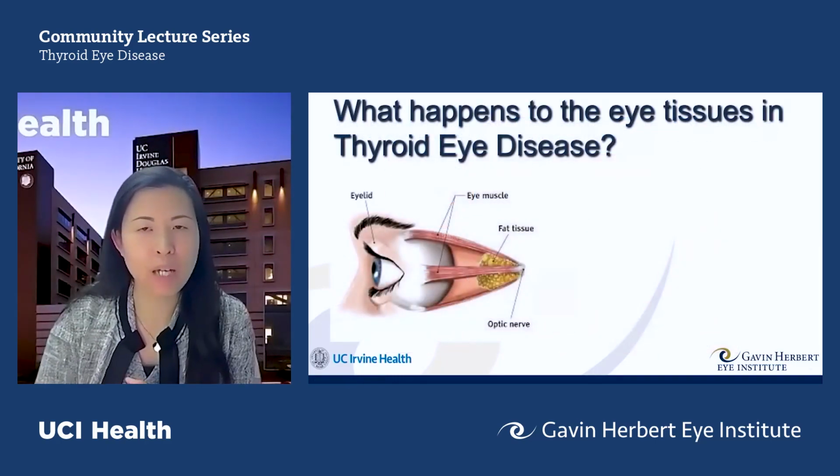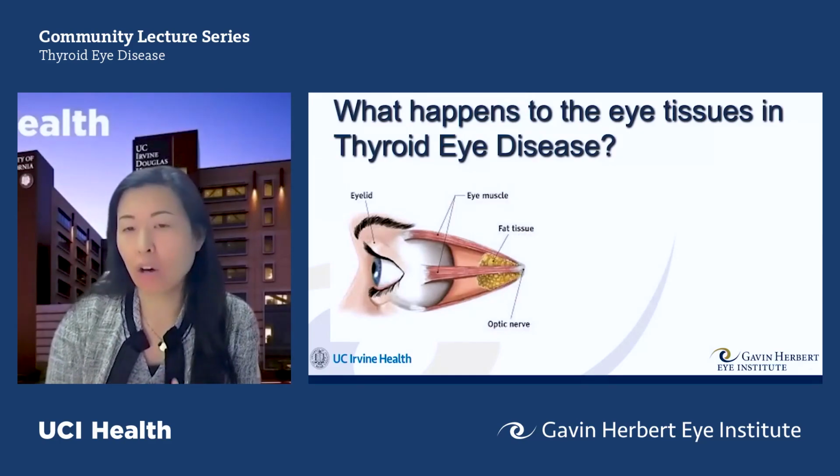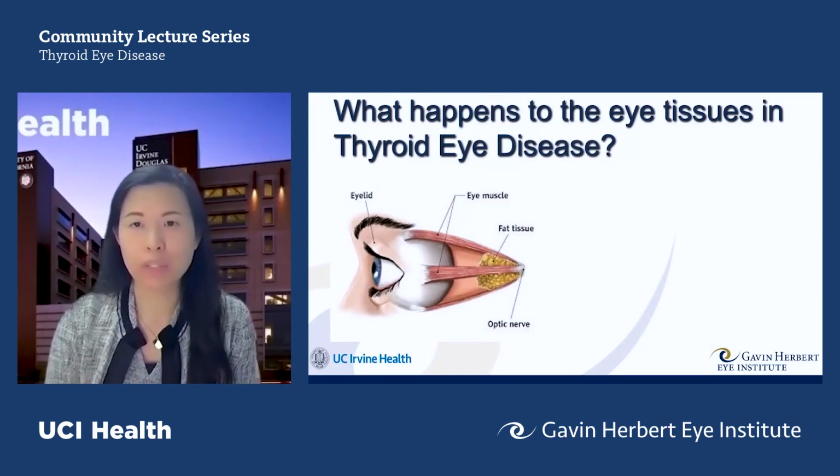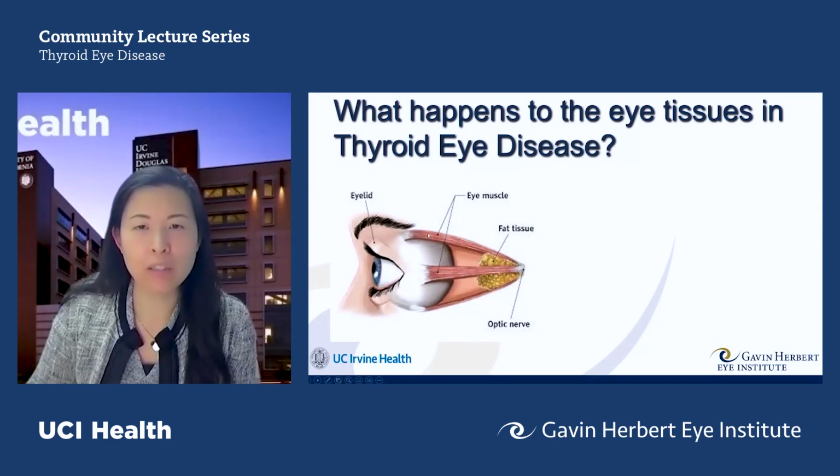So what happens to those eye tissues when they are affected by the autoimmune inflammation that's associated with thyroid eye disease? Well, let me first show you a picture of what the normal anatomy of the eye tissues are. So here we have the eyeball. It's located inside the eye socket. The walls of the eye socket are made out of bone, and inside the eye socket, we have other tissues as well. We have eye muscles. These eye muscles control if you're looking up, down, left, or right. And then you also have some fat inside the eye socket to protect these structures. And you can see the position of the eyelids on the outside here.